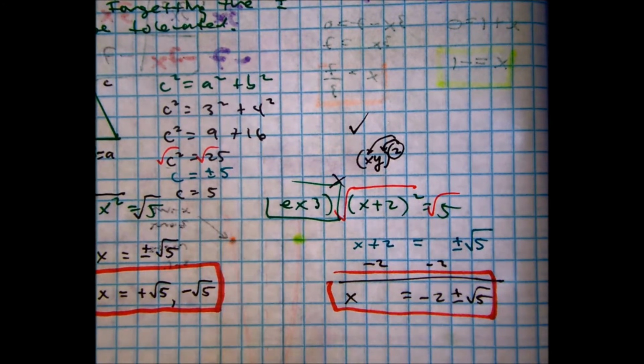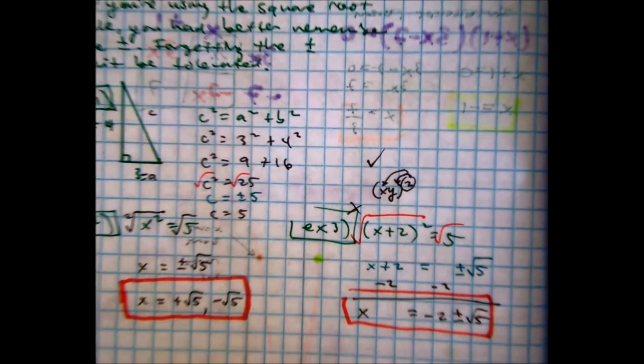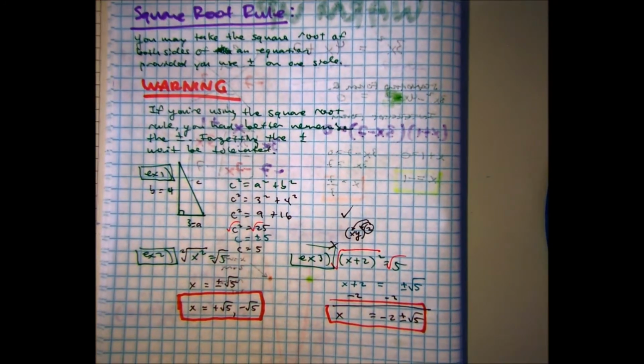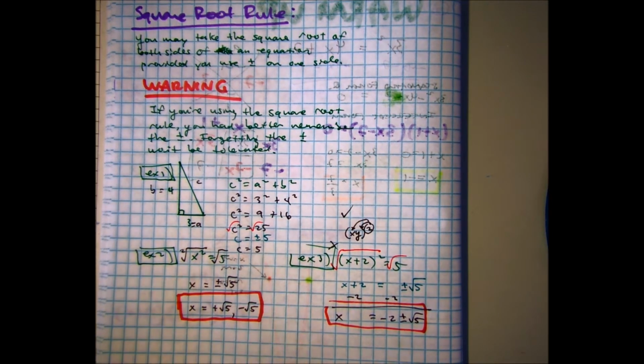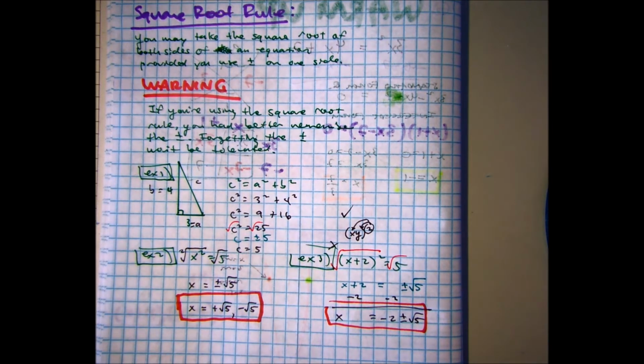So when do you use the square root rule? Most of the time you'll use it when, in a trinomial, you don't have a b value. Or you'll notice you just have an a and a c value in the quadratic equation.